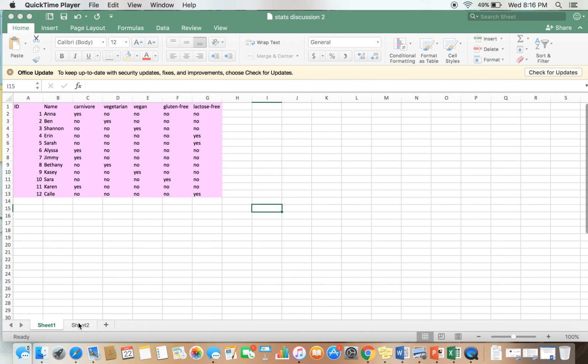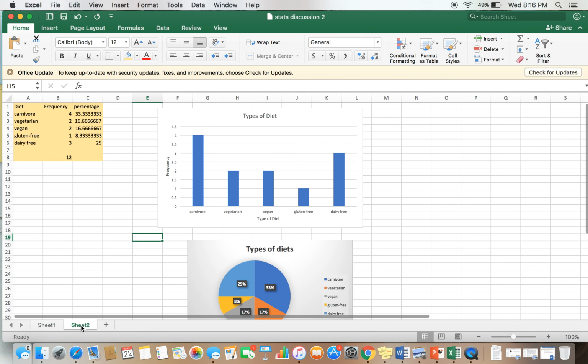So let's make the charts. I already have them over here, but let's ignore that for now. So the first step that I did was I made a frequency table up here in this corner in yellow. I made a frequency table of all 5 of the diets and the frequency of each. So carnivore, there were 4 people that identified as carnivores, 2 people as vegetarians, 2 people as vegans, 1 is gluten-free, and 1 is dairy-free. So I added all those up and I got to 12.